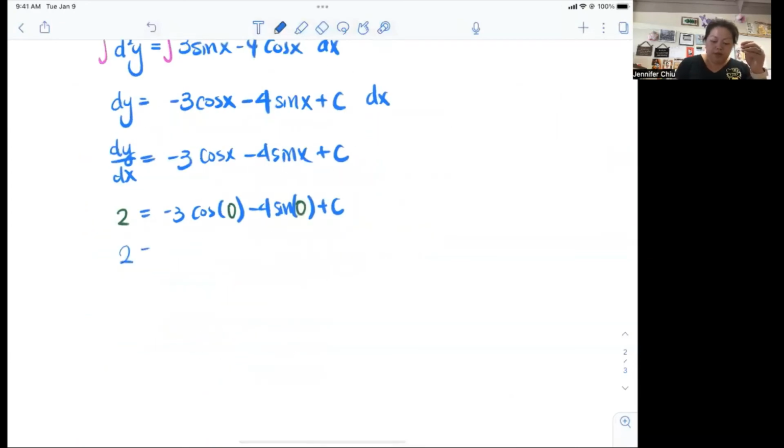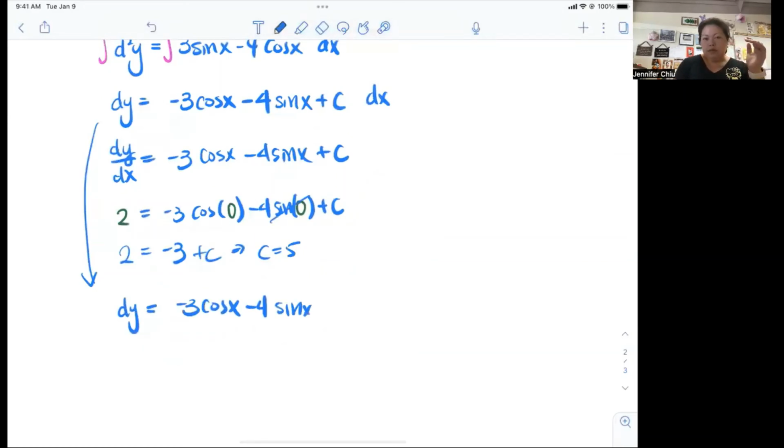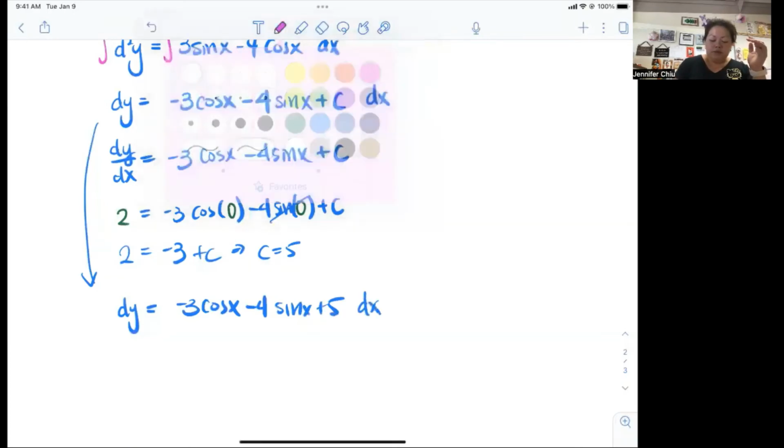That gives me 2 equals negative 3. This is 0 plus c. c equals 5. So going back to this equation, because that's what I'm going to use next: negative 3 cosine x minus 4 sine x plus 5, put the 5 in, dx. Now I'm going to take the antiderivative one more time to get my y function, my original function.